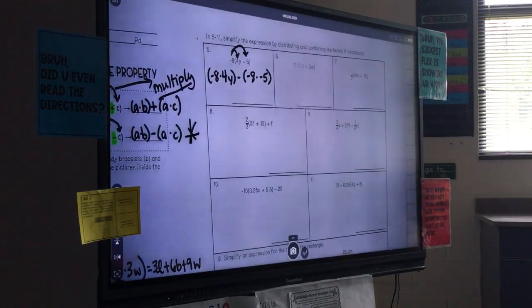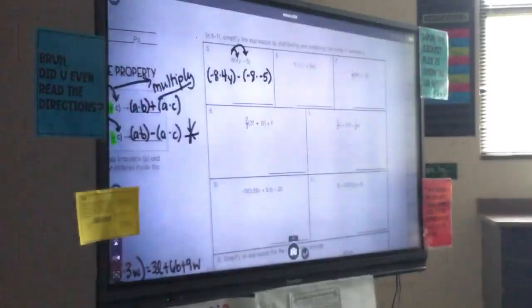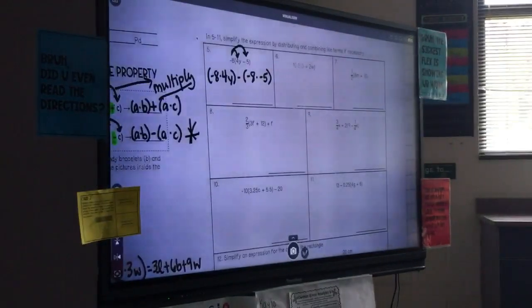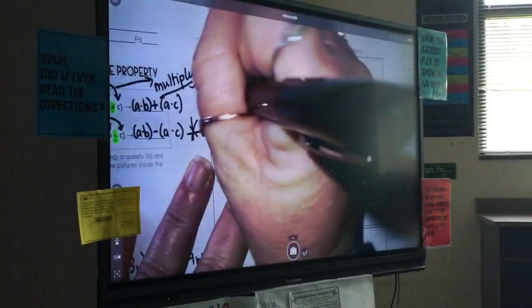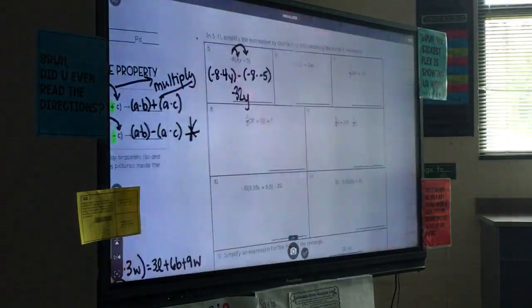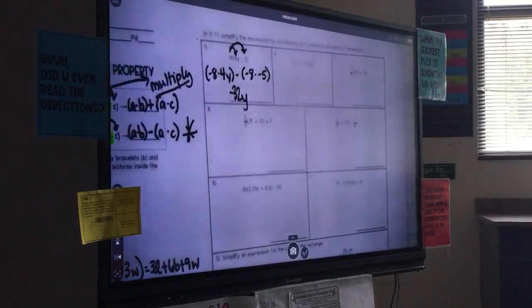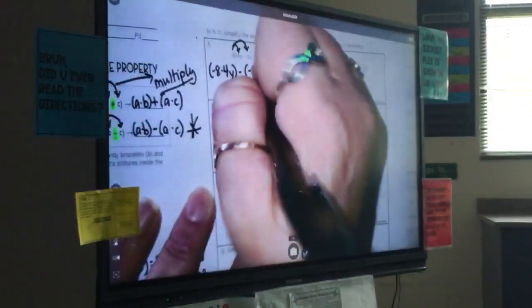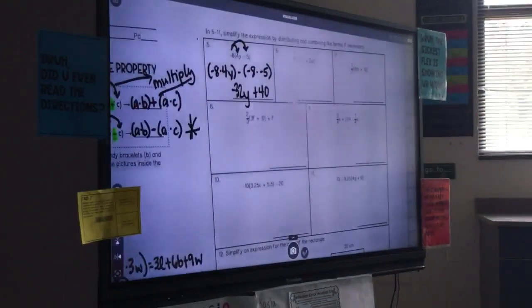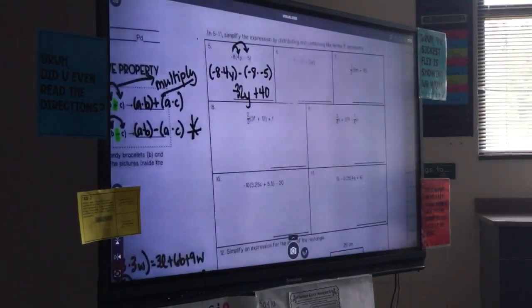Alright, negative 8 times 4. What does that give you? Raise your hand. Negative 8 times 4. Audrey. Negative 32. I'm going to add my y. Negative 8 times negative 5. Positive 40. Okay? You are doing 6 and 7. Stand up when you're done.